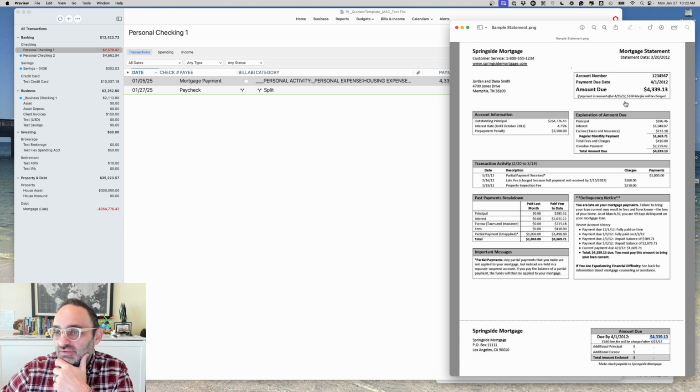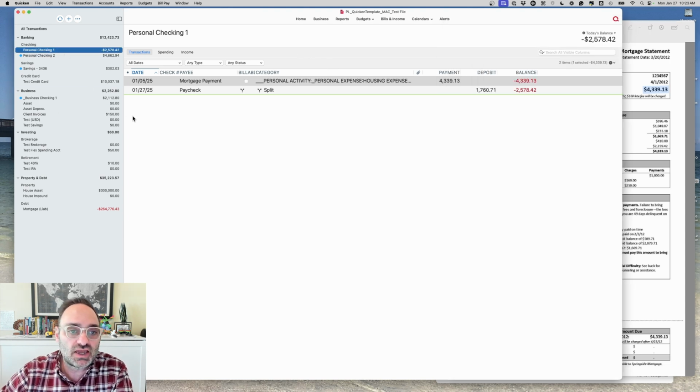So anyway, I queued up a mortgage payment here. I got this example mortgage payment statement, so we're going to use that here. And the payment for this mortgage statement is $4,339.13. And I'm in a checking account here, and I'm entering this transaction manually.